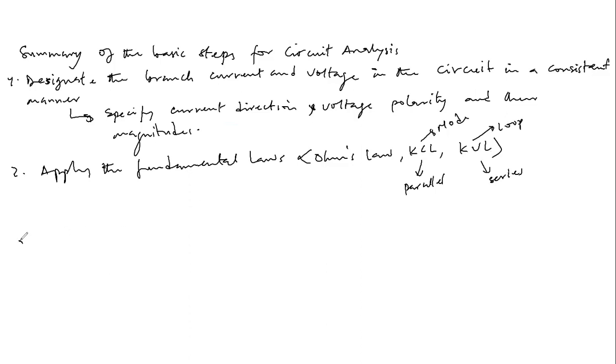And then the third thing will be to solve the equations for branch variables. Simple, okay? So let us look at one example. Here we follow through the steps to see how it works, and then look at a few other examples. Then I think this should be sufficient as an introductory class. Okay, let us put up the circuit. Okay, so we have the circuit.